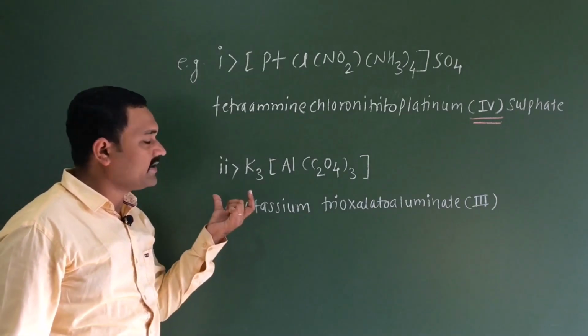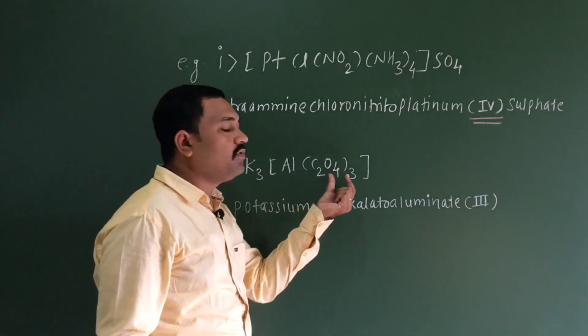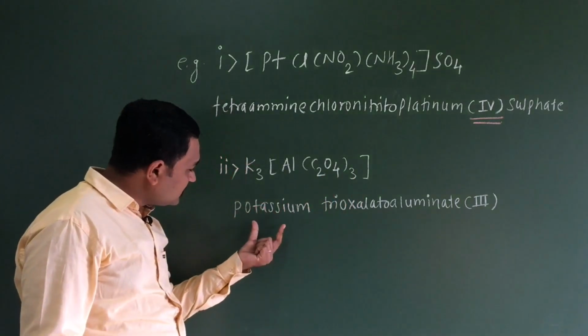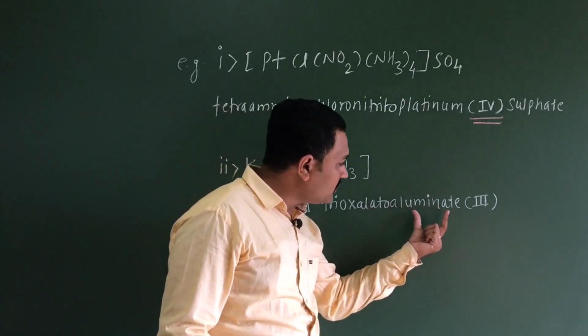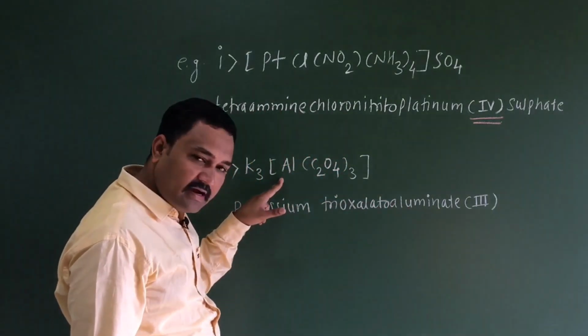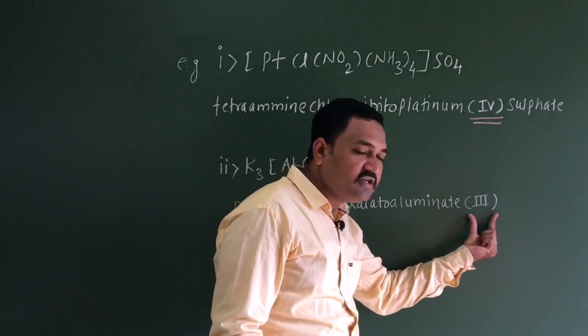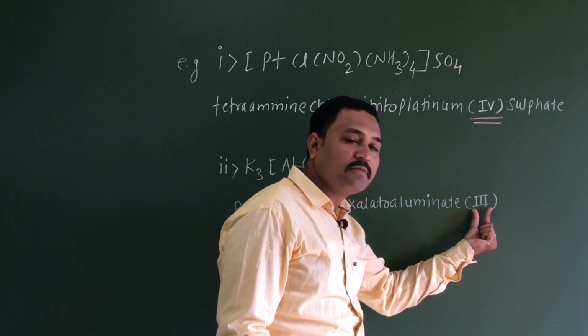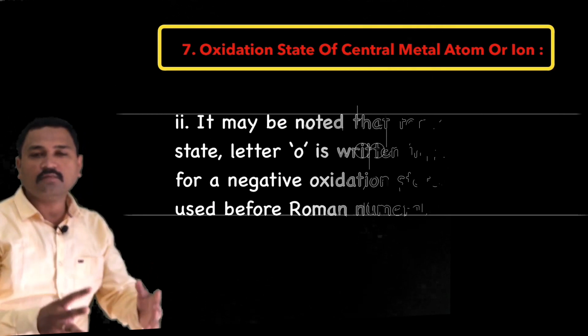The second example, again here I have taken K3[Al(C2O4)3], and its name is written as potassium trioxalatoaluminate. So aluminate is the name of your central metal atom, and its oxidation state is written in parentheses as a Roman numeral, 3.